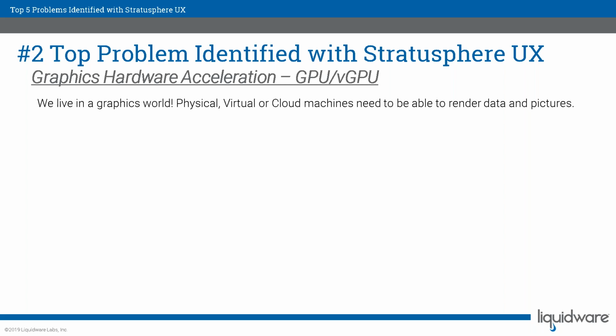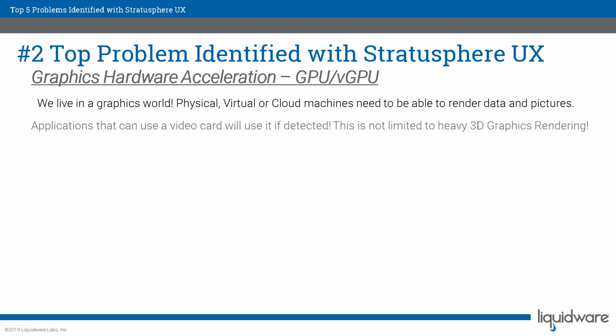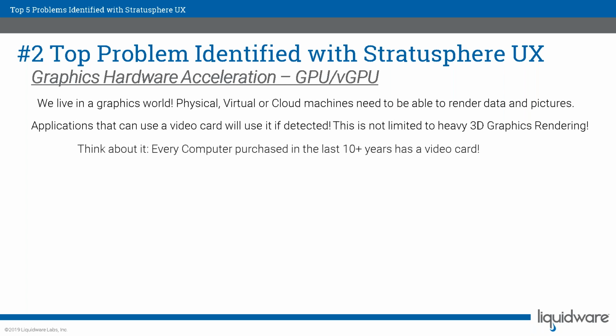So in the real world, everything's graphical. Your data, your applications, everything's graphical. Applications want to use a video card if they detect it. Now, this is not limited to 3D graphics. 2D graphics also wants to do hardware acceleration. Every computer in the past 10 years has a video card. Why would we not think about this when we move into a virtual environment? A virtual machine, everybody seems to forget, does not have a graphics adapter unless you spent that money to put them in your ESX host.